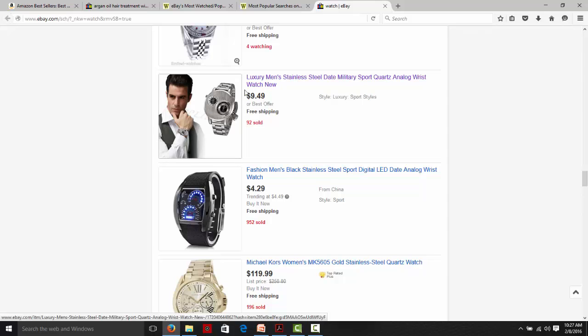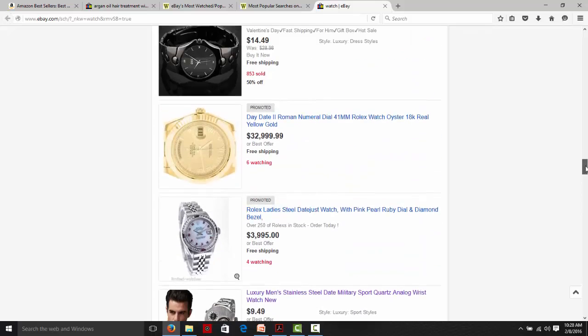I'm going to buy this one. You could easily buy this one at $9.50, and resell it at a minimum of $30. So this is pretty cool. If you see this watch, I like this watch. This is really, really cool. Or this one right here. This is another one. Look, 950 units sold, and only $5. It's really insane.